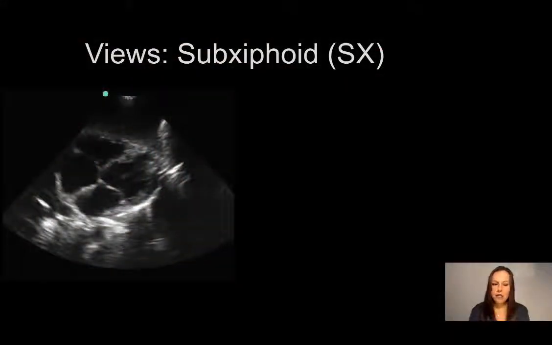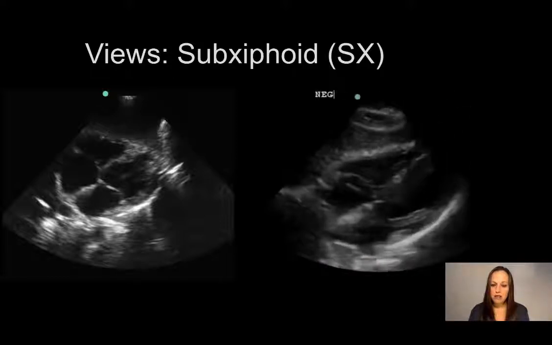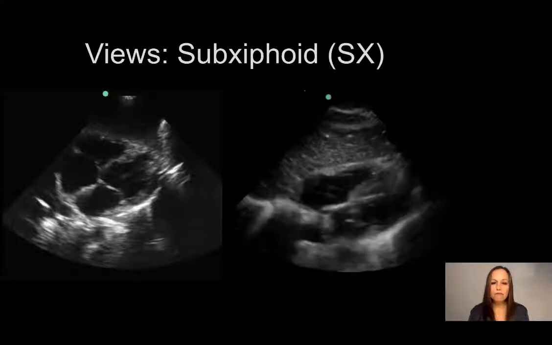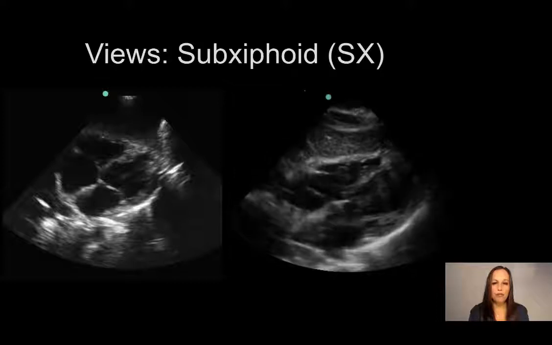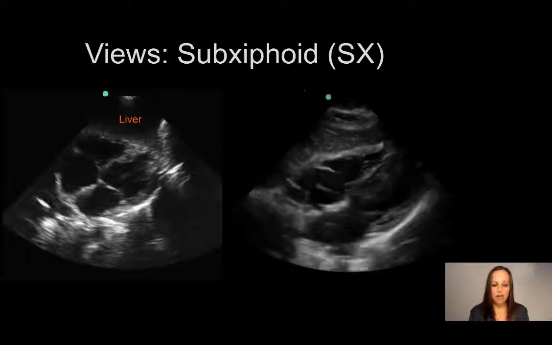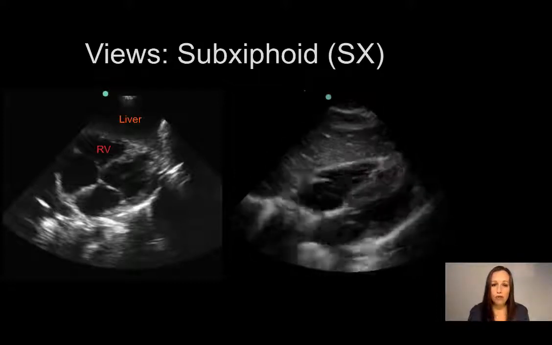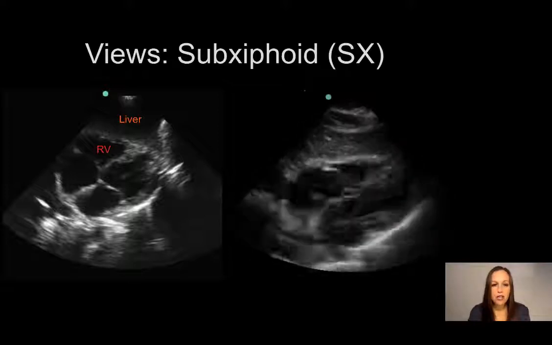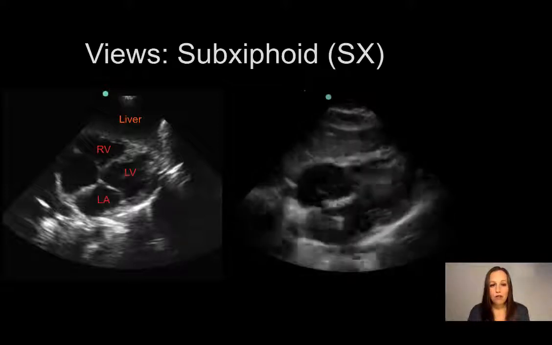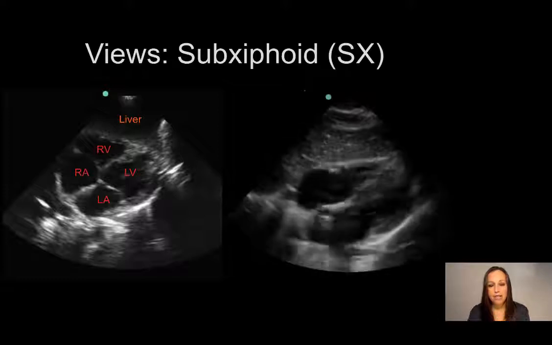Now, what we can see here is a still image of the heart and a video side by side. The structures that are important to note: we have liver on top, we have the right ventricle, which is the most anterior structure, we have the left ventricle, the left atrium, and the right atrium.